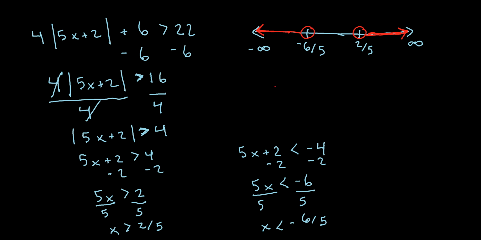Now if we wanted to write it in interval notation, we could write -infinity up to -6/5. And remember, we use a parenthesis to indicate that -6/5 is not included in the solution. Union with 2/5, again a parenthesis to indicate that 2/5 is not part of the solution, up to positive infinity. So these are the values for x that are valid to plug into this expression to make it true.